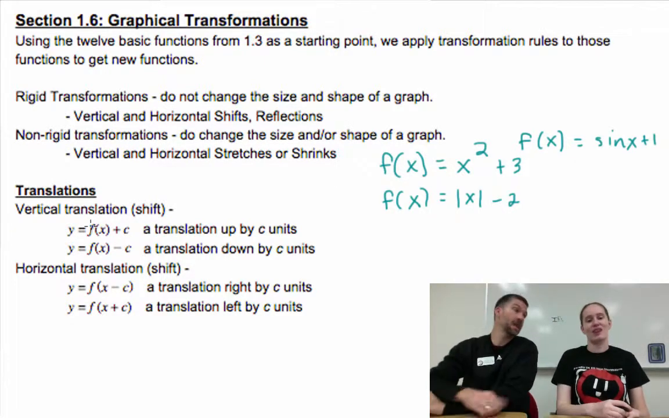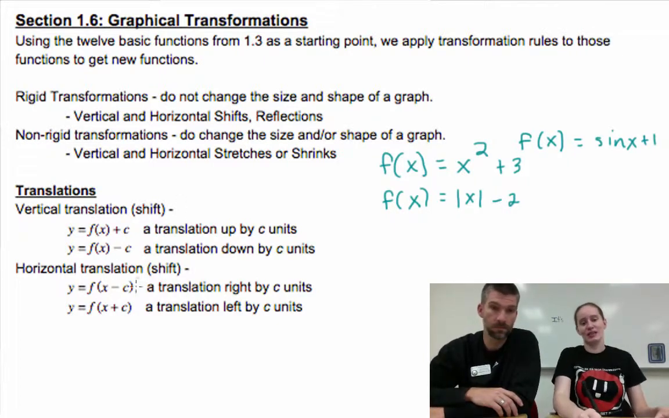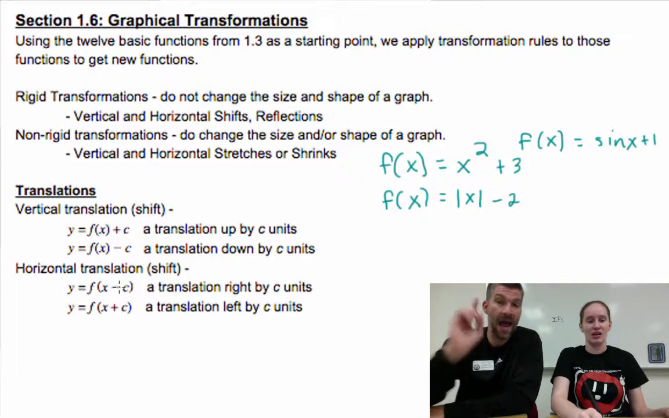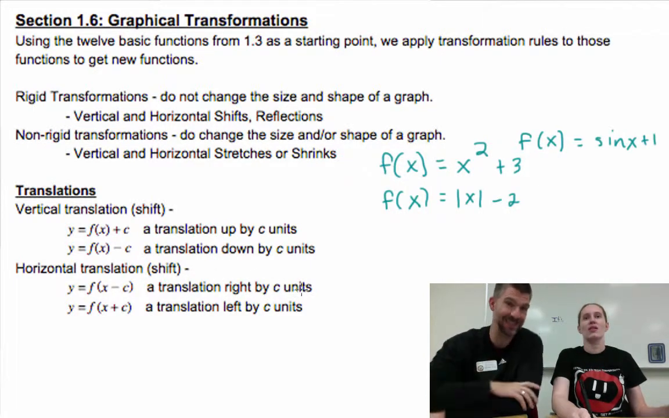Every single time, the SSOS. Okay? If you can remember that, that means that anything that happens inside of your function, the opposite is going to happen than what you think. So if I subtract c on the inside, I'm actually going to move in a positive direction, which on the x-axis is to the right.